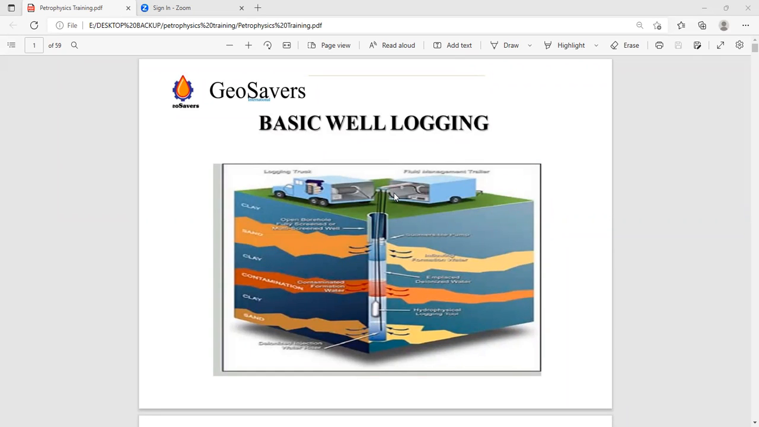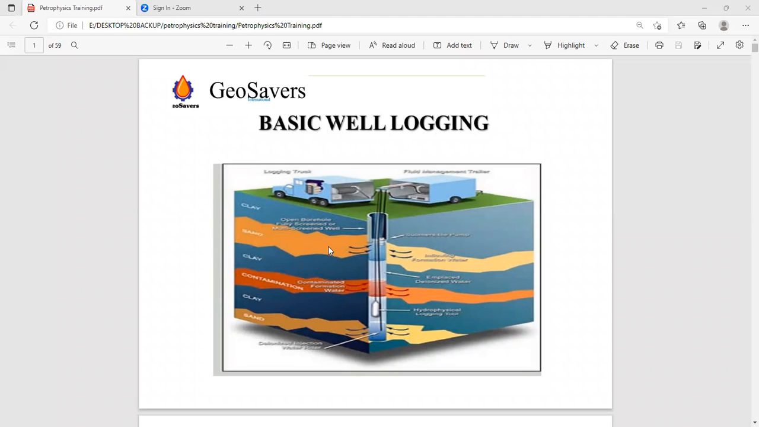Okay, so if we start, if you can see my screen, I hope you can all see my screen. Please indicate if you can see my screen. All right, thank you.